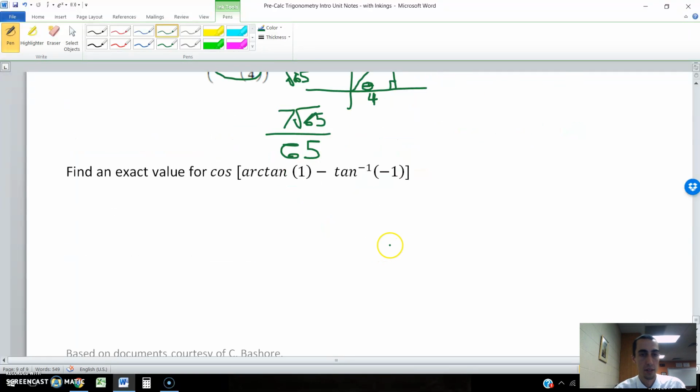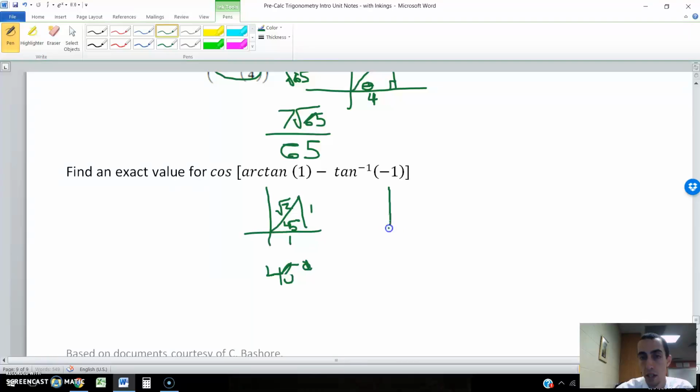Last one. So this one has 3 trig functions in it. So first off, the arctangent of 1. We ask ourselves, which angle has a tangent of 1? Y over x, this would be a 45-degree angle right here. So that would be a 45-degree angle, or pi over 4 radians.